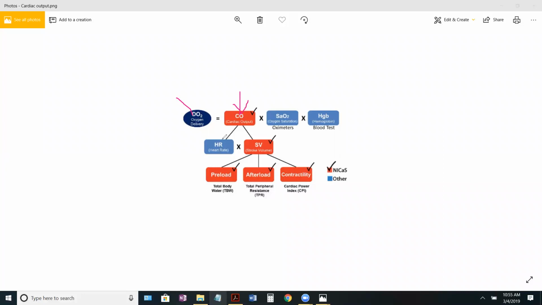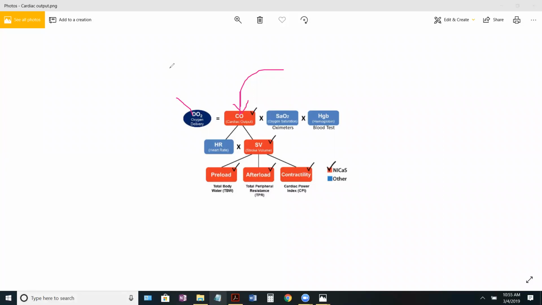So what is cardiac output? The amount of blood that is pumped out in a given amount of time, with the heart rate and the stroke volume. Okay, Ali bhai, what's your definition? He said the amount of blood pumped out in a given amount of time. Stroke volume, heart rate. So basically, the amount of blood being pumped out with every pump.